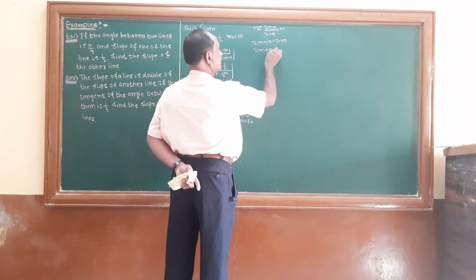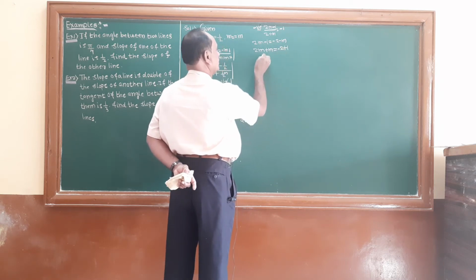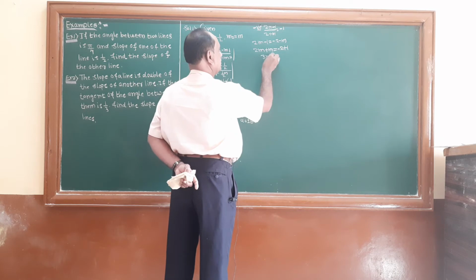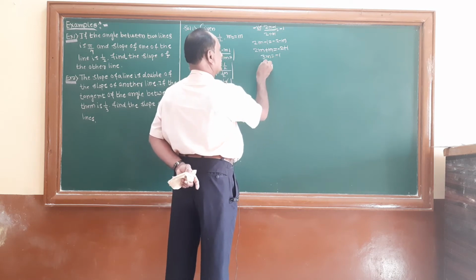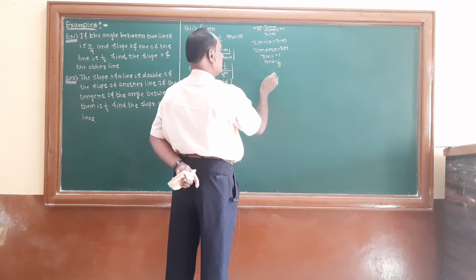then plus m. That is m is equal to minus 2 plus 1 totally, that is 3m is equal to minus 1. Therefore m is equal to minus 1/3.